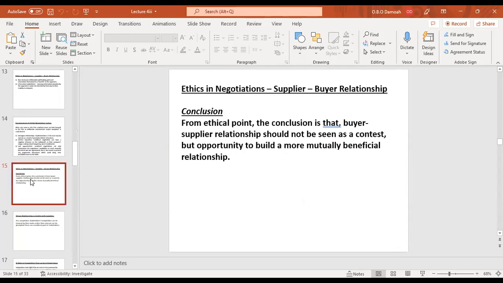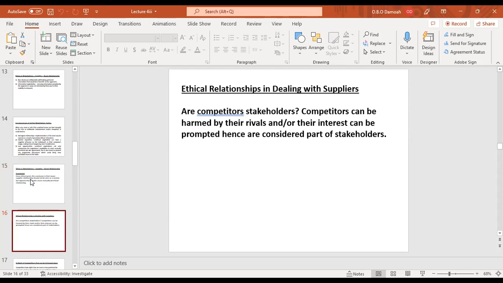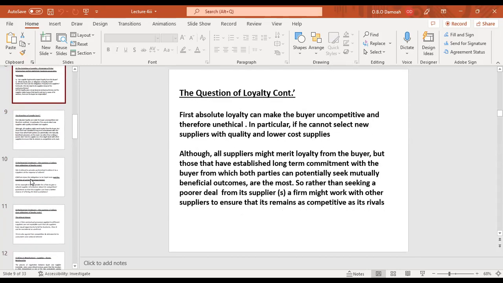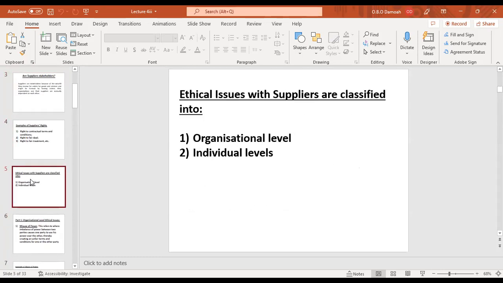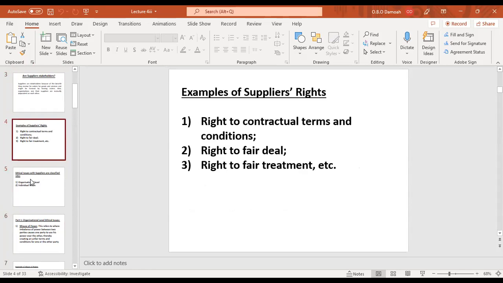All right? So what do we say? Buyer-supplier relationship should not be seen as a contest, but an opportunity to build a mutually beneficial relationship. So all the four things we have discussed, they mustn't come and destroy the relationship. And remember, when we go back, we said we are looking at the organizational level, okay, and the individual level, all right?